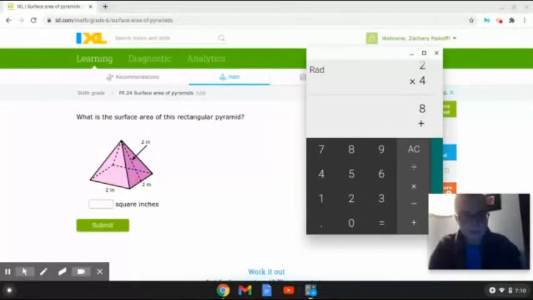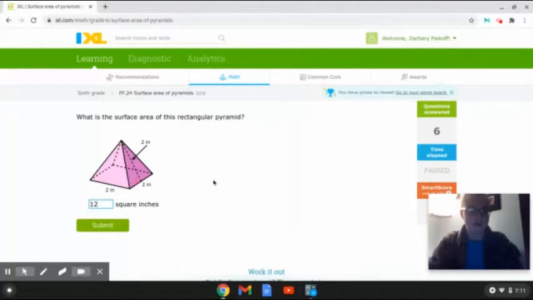And finally, we're going to add the base squared. So 2 squared is 4. 8 plus 4 is 12. So, the surface area of this rectangular pyramid is 12 square inches. And that is how to solve this problem. So let's hop on to another one.